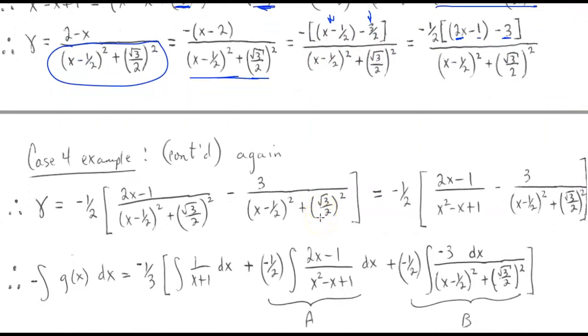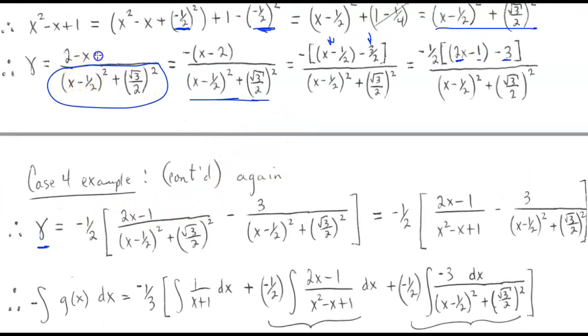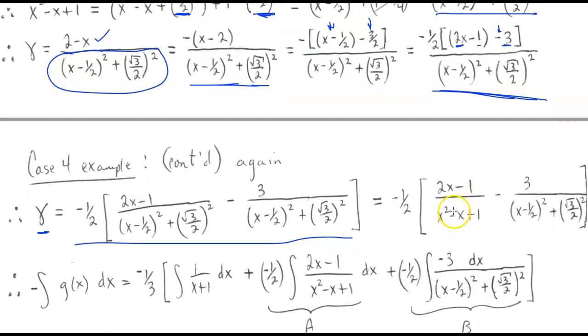So if I keep on going here, I go back to what gamma originally was, okay, which is what it looked like. And now I'm going to rewrite it this way, where I have the 1/2 out, I have the 2x minus 1 over this denominator, minus 3 over this same denominator. So I'm just breaking it out here, okay?